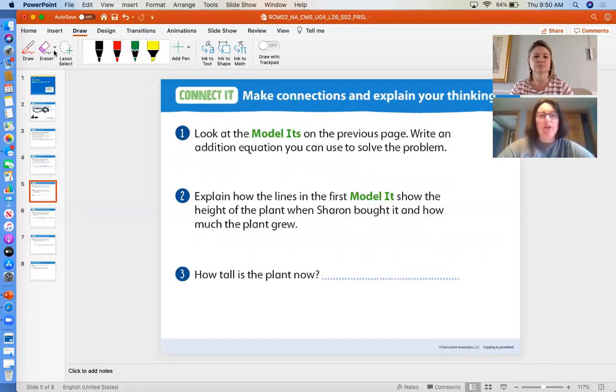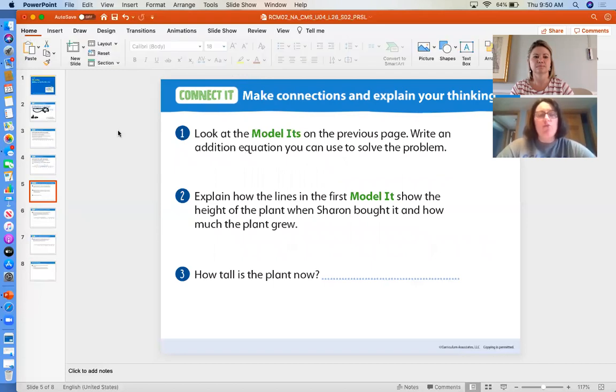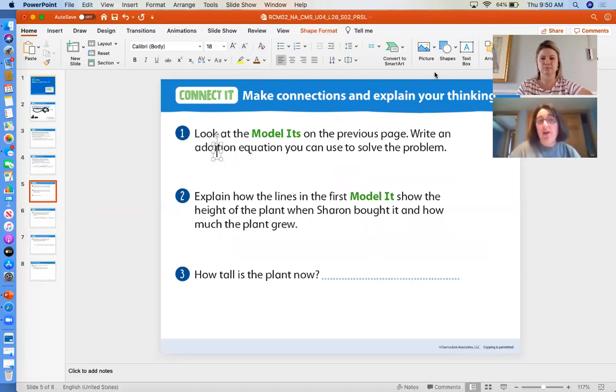All right, so now look at the model. It's on the previous page, right? An addition equation you can use to solve the problem. So we already did this, right? We started with the equation, so we knew exactly what we were going to do. So now all we have to do is just write it. So we have to write 25 plus 13 equals question mark, because that's what we're trying to find. So that is our equation.